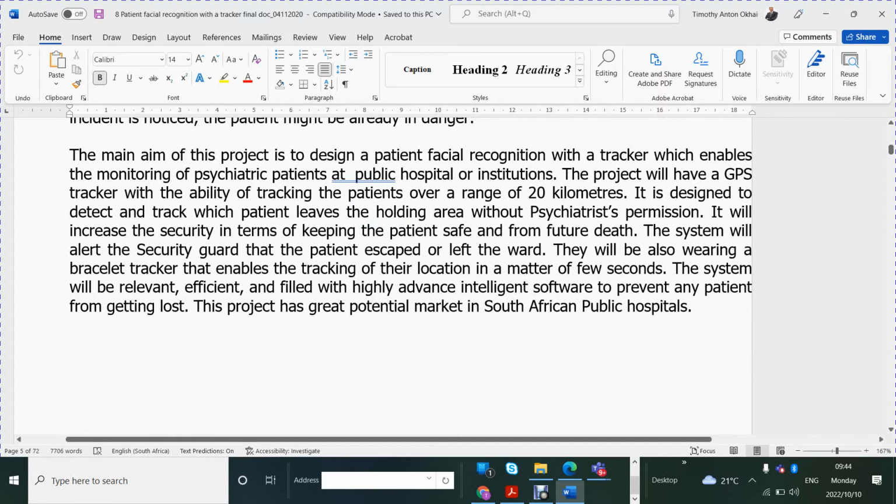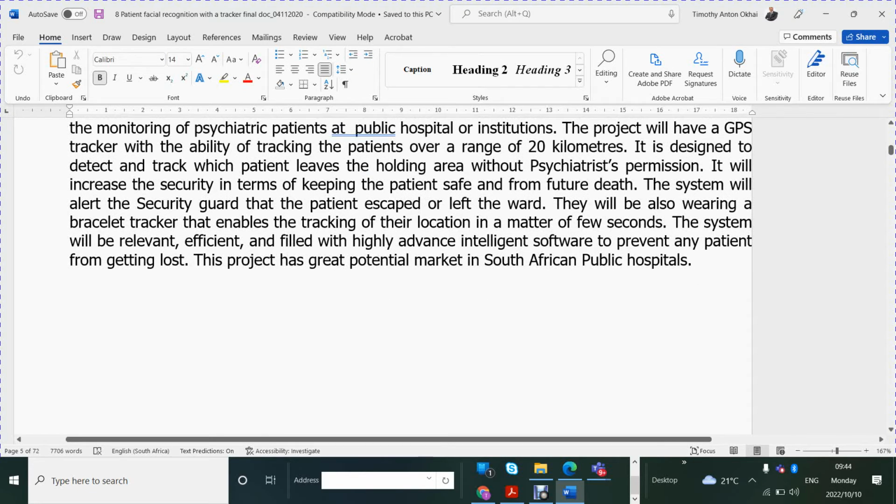The main aim of this project now is telling us exactly what you want to do, a statement of the problem, is to design a patient facial recognition with a tracker which enables the monitoring of psychiatric patients at public hospitals or institutions. Then it goes to the method. The project will have a GPS tracker with the ability of tracking the patients over a range of 20 kilometers. It is designed to detect and track which patients leave the holding area without psychiatric permission. It will increase the security in terms of keeping the patients. Okay, the system will alert the security guard that the patient escaped or left the ward.